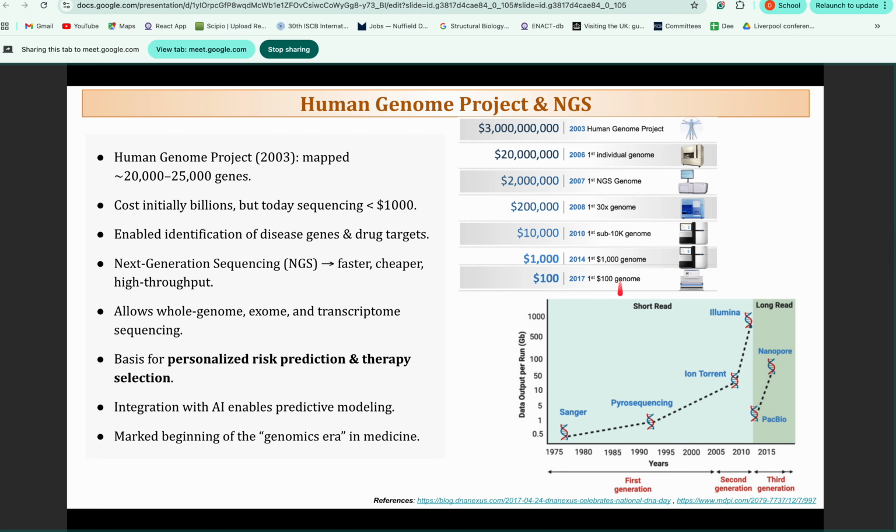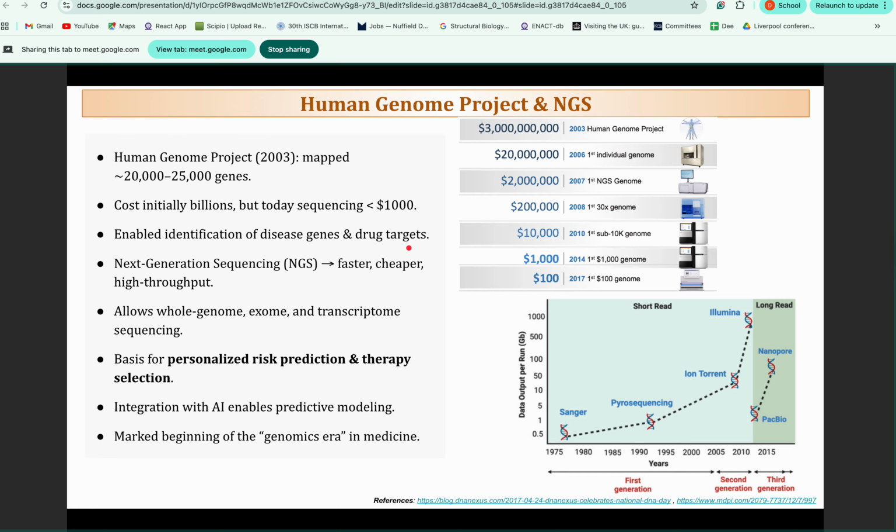This shows how, with time and with the advancement of next generation sequencing techniques, the cost of sequencing the genome reduced. Due to the reduction in cost, we can now sequence more and more genomes, and that is why different projects got launched. With the help of the Human Genome Project it was realized that there are a total of 20 to 25,000 genes present in the human. Its cost was initially in billions, and later reduced from billions to just hundreds. It enabled the identification of disease genes and drug targets.